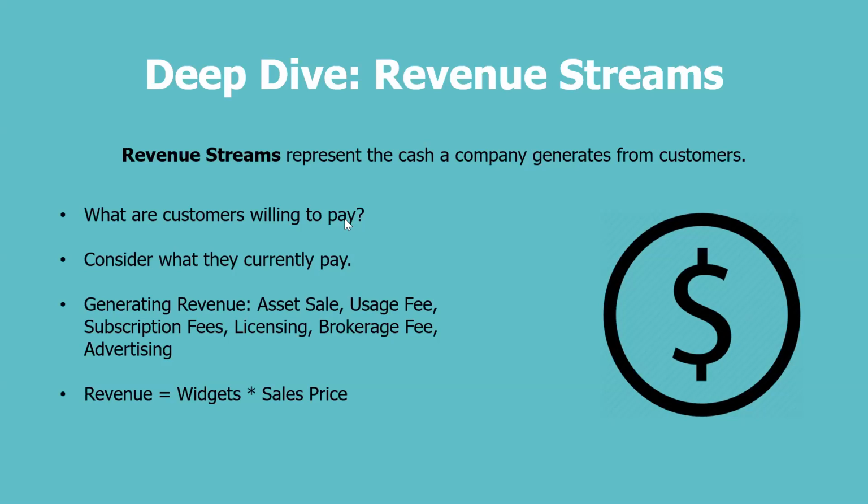When you're thinking about revenue generation, like I said, you can make money in lots of different ways. It could be an asset sale, where you're selling a product or service, a usage fee, a subscription fee. A lot of apps will have the subscription fee model. You could have a licensing approach, or advertising, which is another way apps make money. We see that a lot. But the equation for revenue is just widgets, whatever you're selling, times the sell price. That's just the simplest way to explain what revenue is.